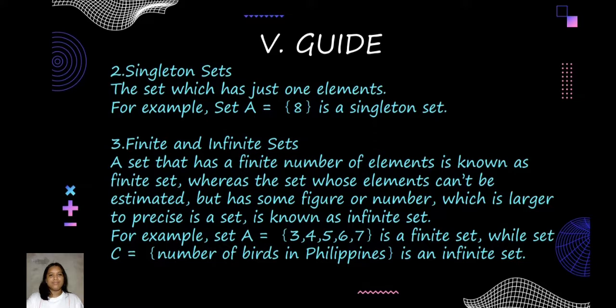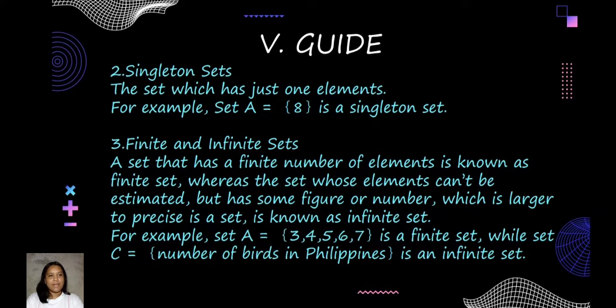Third, finite and infinite sets. A set that has a finite number of elements is known as a finite set, whereas a set whose elements can be estimated but has some figure or number which is very large is known as an infinite set. For example, set A equals open curly bracket 3, 4, 5, 6, 7 close curly bracket is a finite set, as it has a finite number of elements.